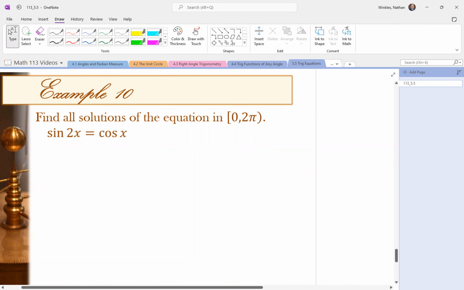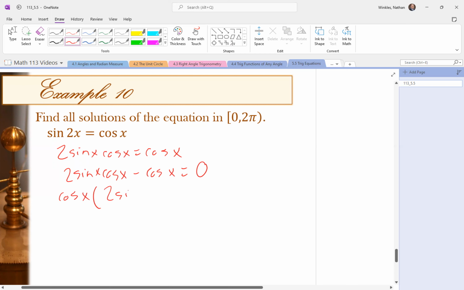So we're told sine of 2x equals cosine x. We have a double angle, so we need to get it out of that double angle. So we know this is 2 sine x cosine x equals cosine x. We can subtract the cosine x over to make this 2 sine x cosine x minus cosine x equals 0. Factor out a cosine x, so we get cosine x times 2 sine x minus 1 equals 0. So we want to know where cosine x equals 0 and where sine of x equals 1/2.